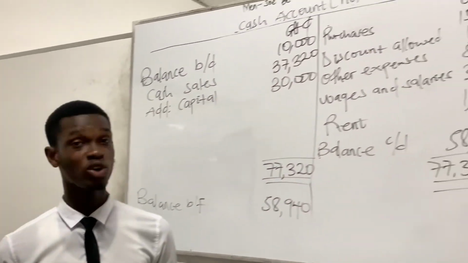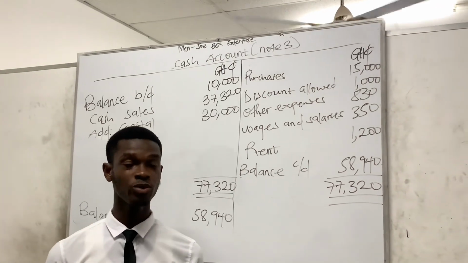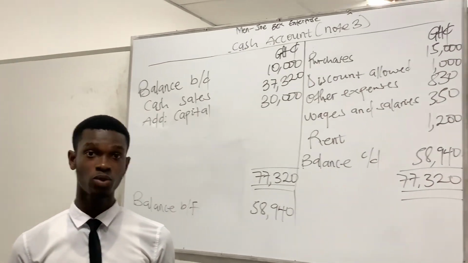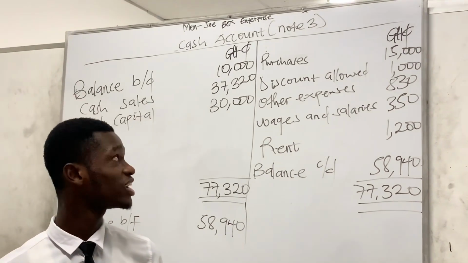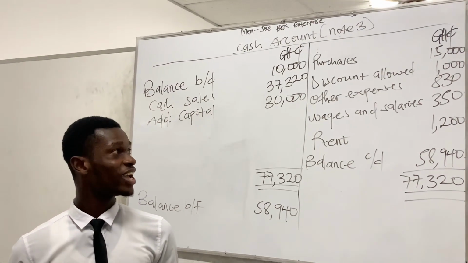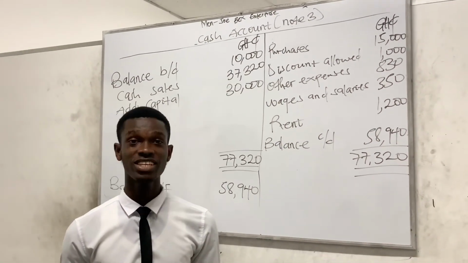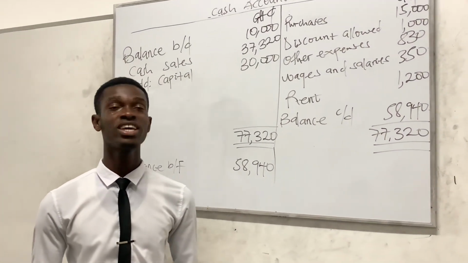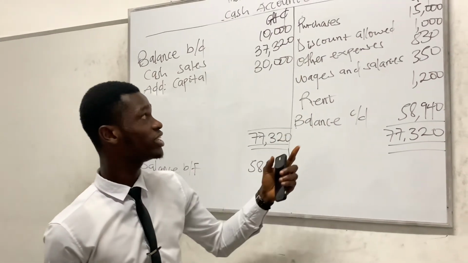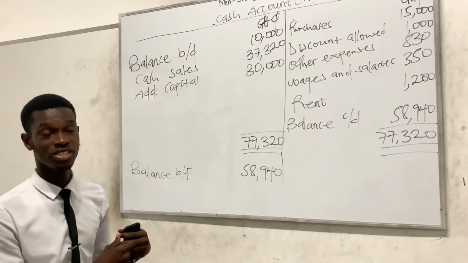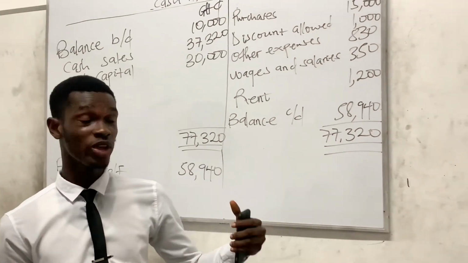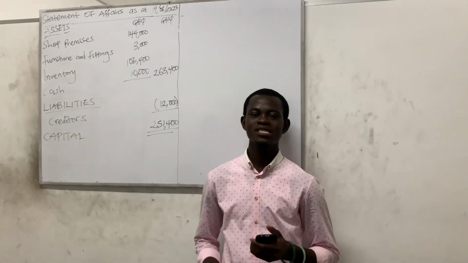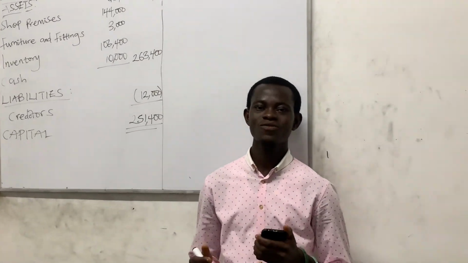And that is not it. There were also some payments that were made within the week. Purchases was 15,000 Ghana cedis. Discount allowed was 1,000 Ghana cedis. Other expenses 830 Ghana cedis. Wages and salaries, which was 350 Ghana cedis, and rent, which is 1,200. So once we add all these payments and subtract them from the receipts, we get a cash balance at the end of the week, which is 58,940 Ghana cedis.